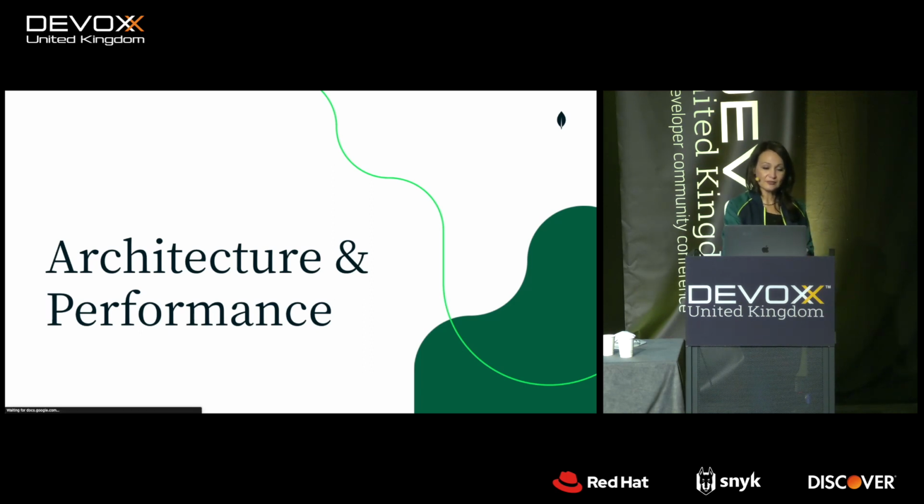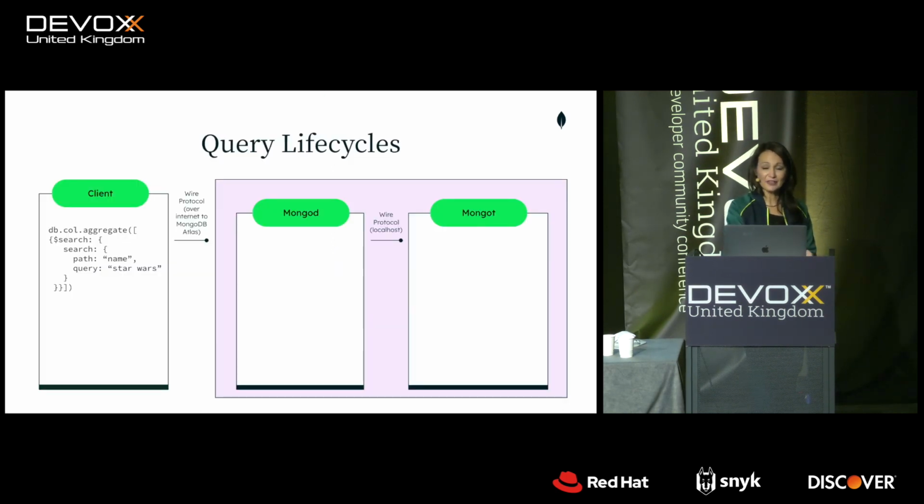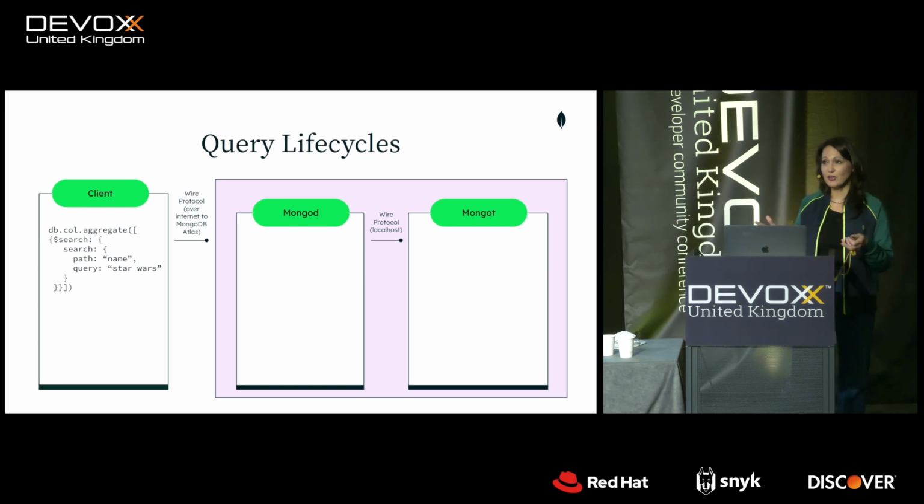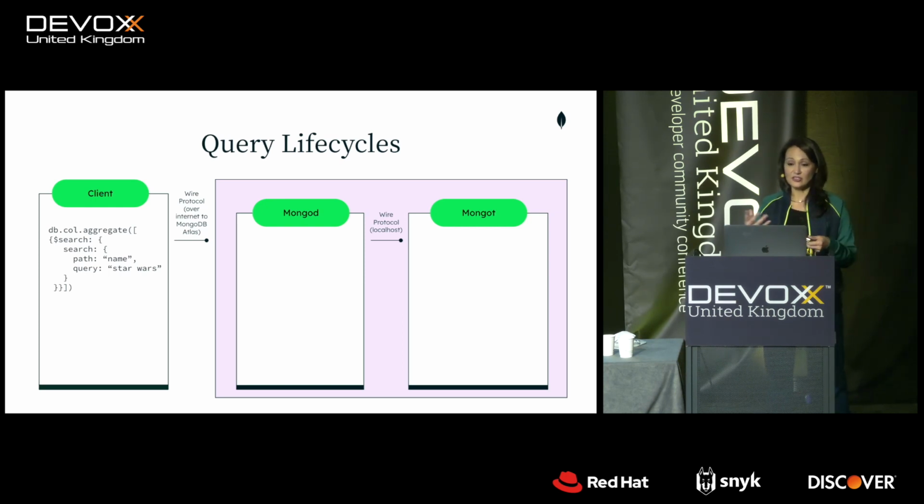So now I'm going to talk about architecture. You can't talk about playing the search game without talking about performance and how to play it well. So this is what happens in the life cycle of a search query. The client is going to send to MongoDB. If you're familiar with MongoDB, it's a process on a node, and every query goes to MongoDB first. MongoDB is going to see that it is a search operator, and it's going to send it over to MongoT.